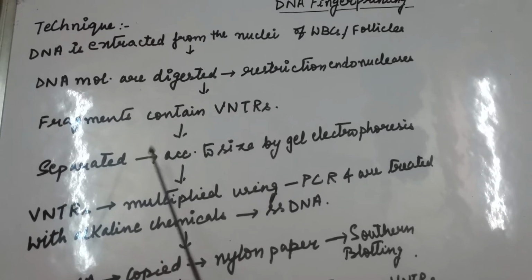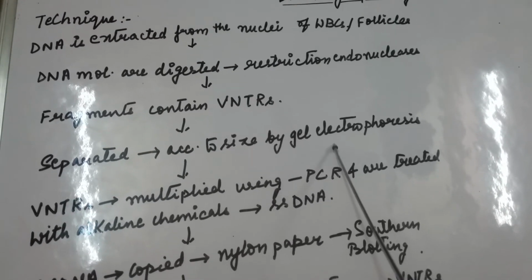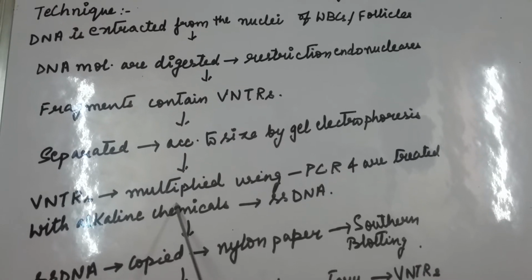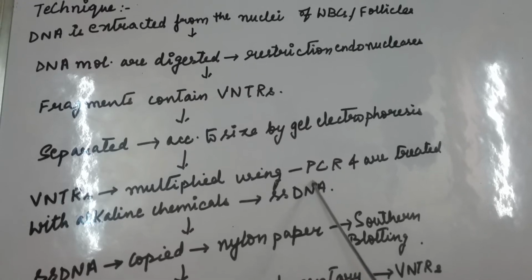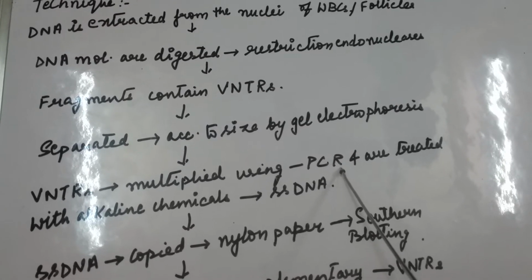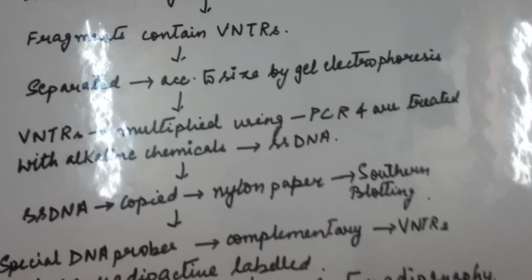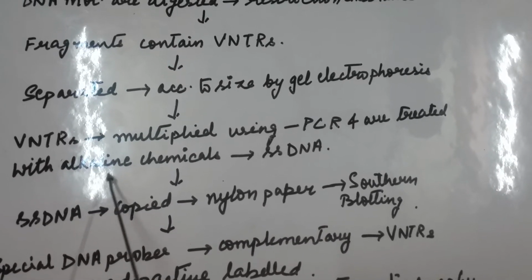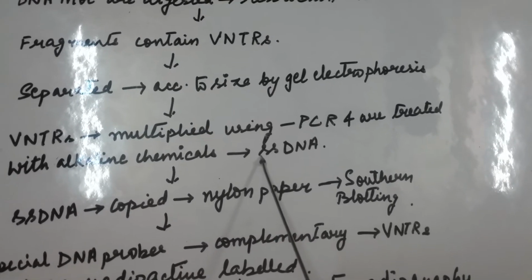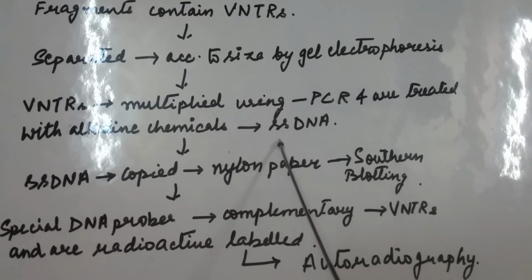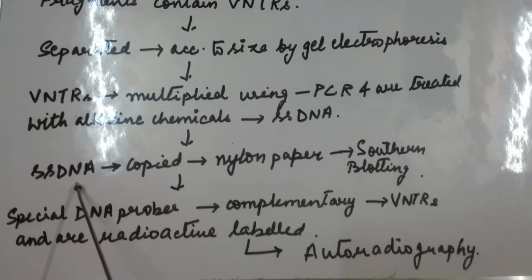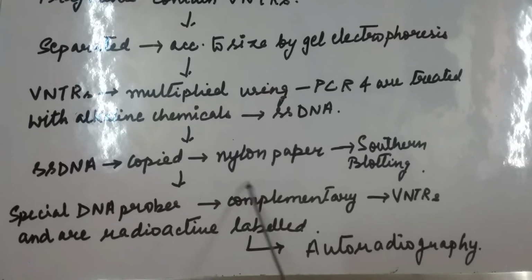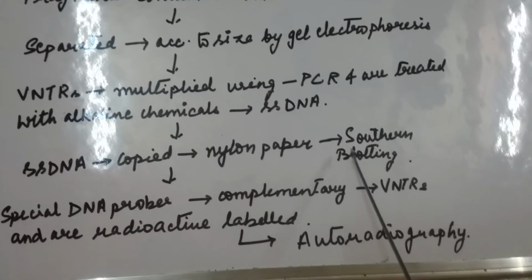The fragments are then separated according to their size by gel electrophoresis. These VNTRs are then multiplied using PCR, the polymerase chain reaction technique, and then treated with alkaline chemicals to split them into single-stranded DNA molecules. These separated single-stranded DNA fragments in the gel are then copied onto nylon paper by the Southern blotting technique.